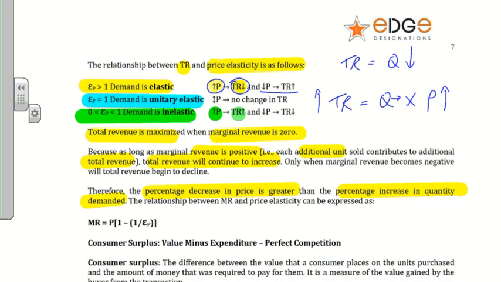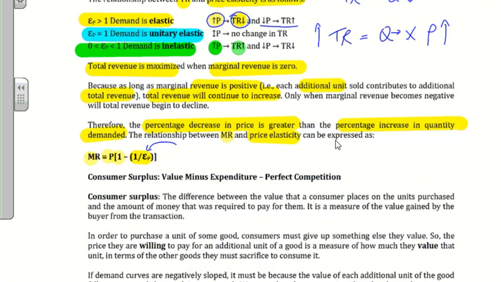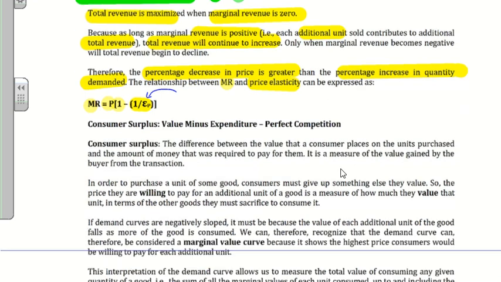How do we show our relationship between marginal revenue and price elasticity? Marginal revenue is equal to price times 1 minus 1 divided by price elasticity. Remember again, look what we're using: EP, that's price elasticity. Everybody comfortable with it? Unfortunately, guys, the equations, we've got to know those.